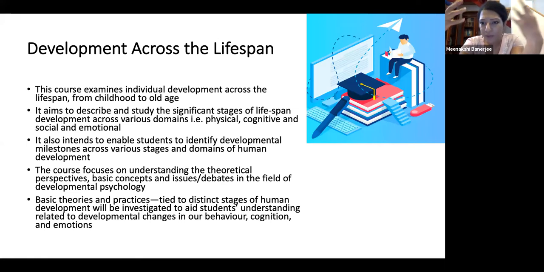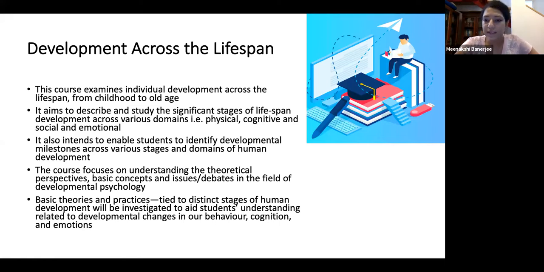This has happened only relatively recently in terms of larger development of the discipline. So we look at what are the major debates, how have theorists tried to solve this debate. We also look at basic theories and practices that are tied to distinct stages of human development. And we also try to aid your understanding related to the changes in our behavior, cognitions, and emotions.